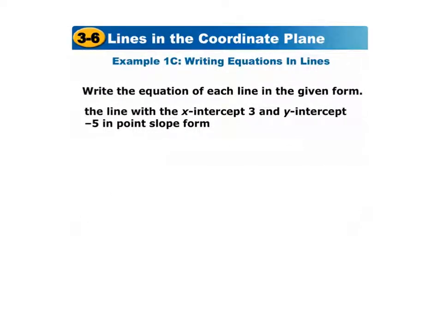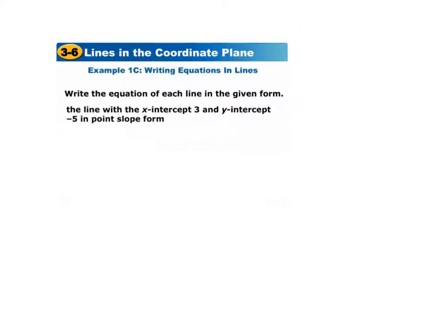Write the equation of each line in the given form. The line with the x-intercept 3 and the y-intercept -5 in point-slope form. So if we had a graph, and our x-intercept was 3, where would this point be? What would be the coordinates? 3, 0. Perfect. So we have the point 3, 0. And what would be the coordinates of the y-intercept at -5? 0, -5.